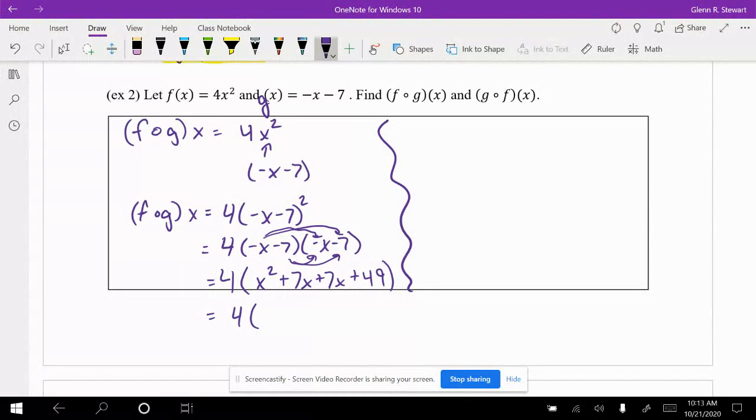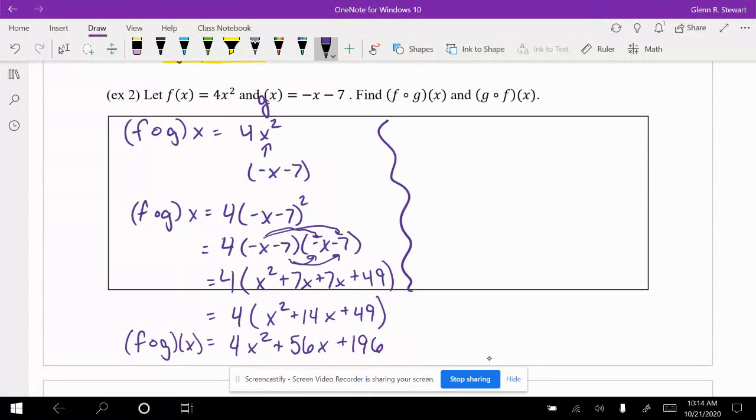Still leave the 4 out here. I'd simplify this first, make this x squared plus 14x plus 49. And then we want to distribute the 4 in. So f of g of x is equal to 4x squared plus 56x plus 196. And that'll be our final answer for that side.